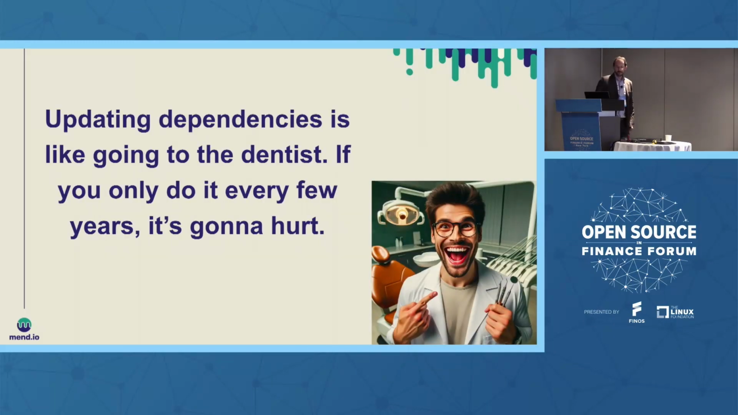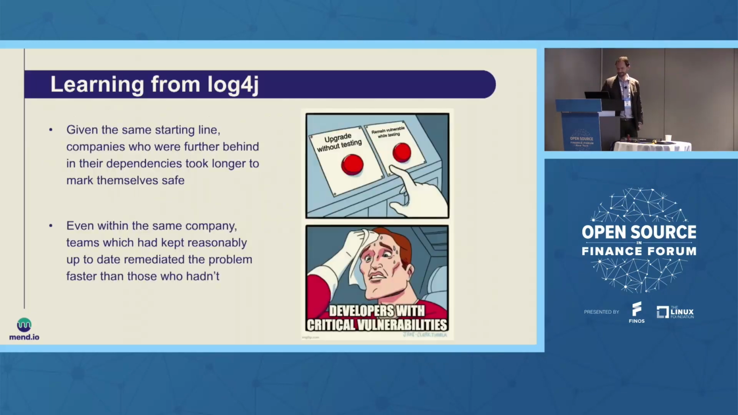Okay. So a colleague of mine invented this kind of saying, or at least he claims he invented it. Updating dependencies is like going to the dentist. If you only do it every few years, it's going to hurt. Yeah? So that's kind of the crux of what we're talking about. Fun fact, this graphic was generated by ChatGPT's DALL-E, the new one. So I put in a text that said, a dentist that looks way too eager to see you. And that's what you get. So, all right.